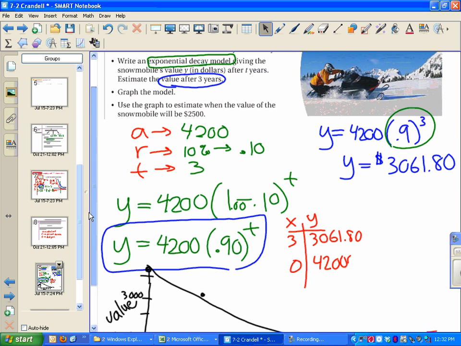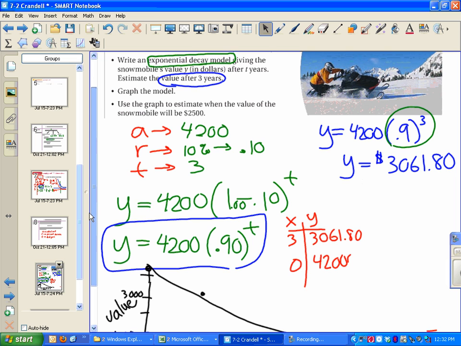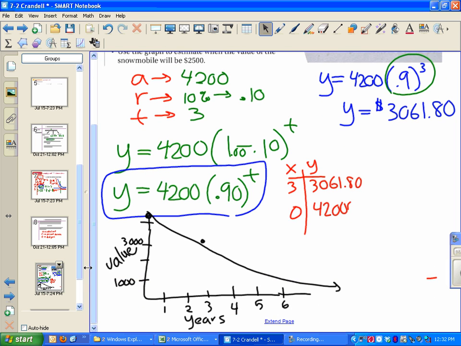So we graph the model. Now use the graph to estimate when the value would be about 2,500. Depending on how accurate your graph is, the book is way more accurate, because the book gets about 5 years, where this poor graph gets about 3.5 years. So it depends on how accurate your graph is, but as long as you've got everything lined up, it should be okay.